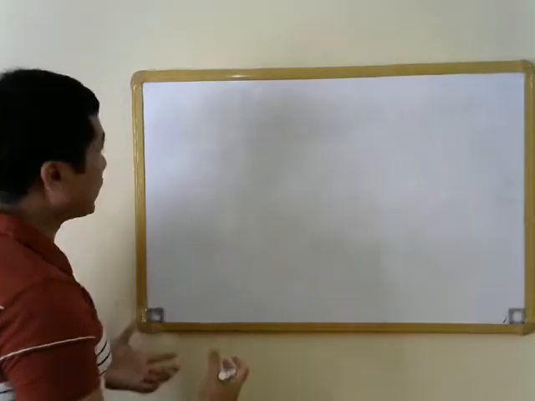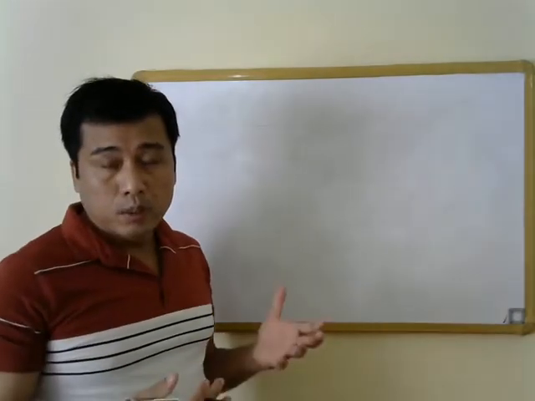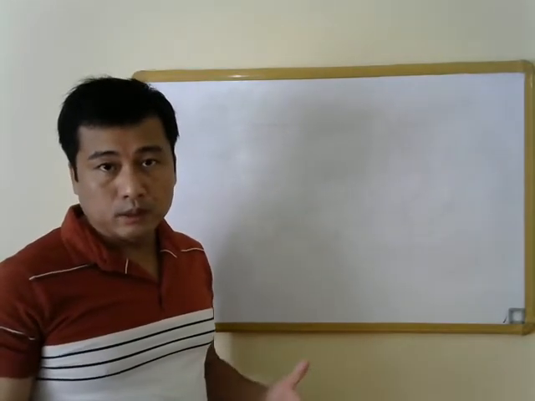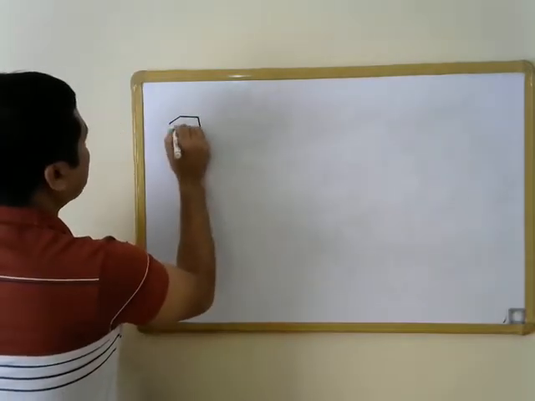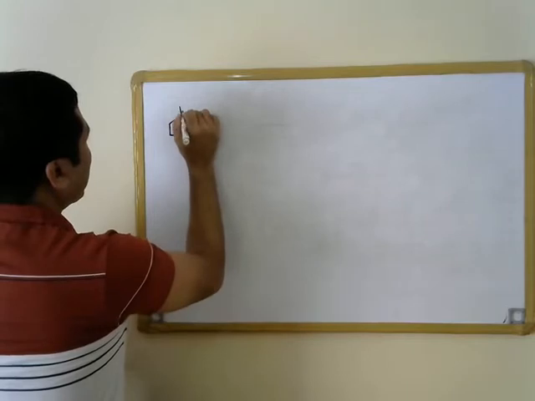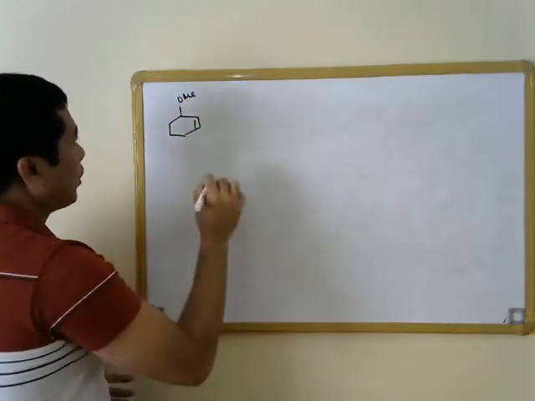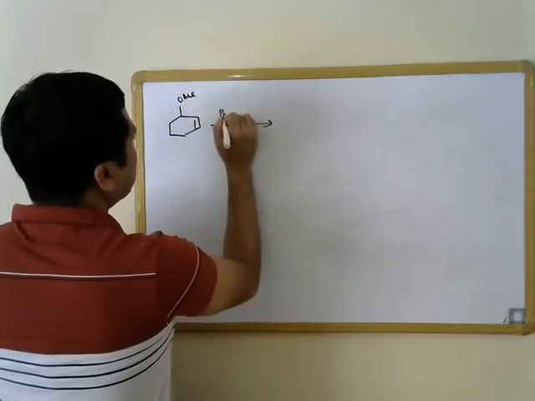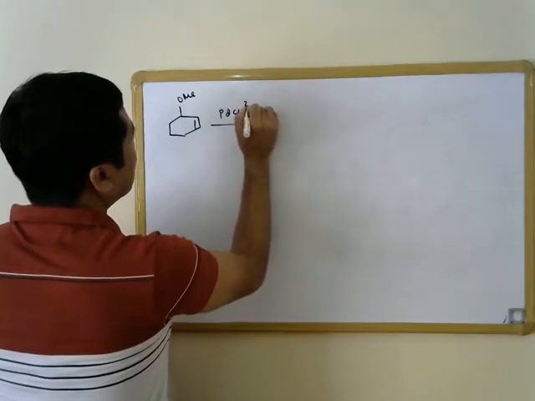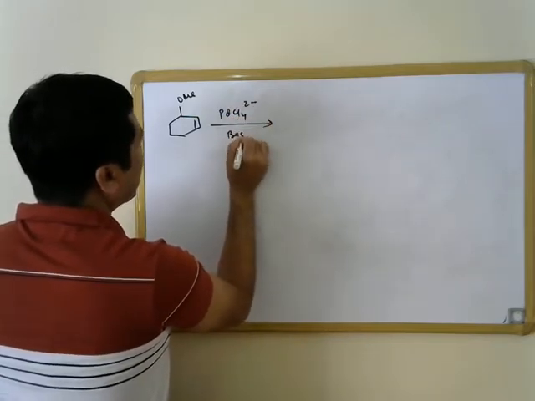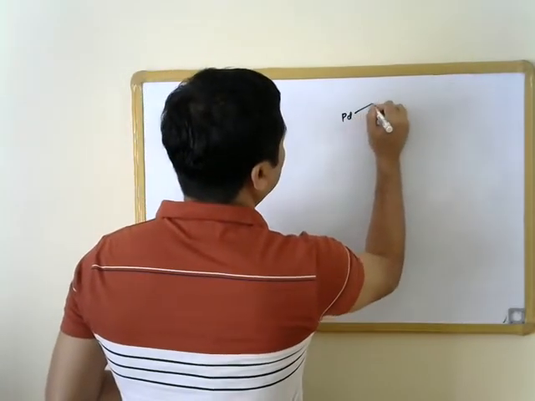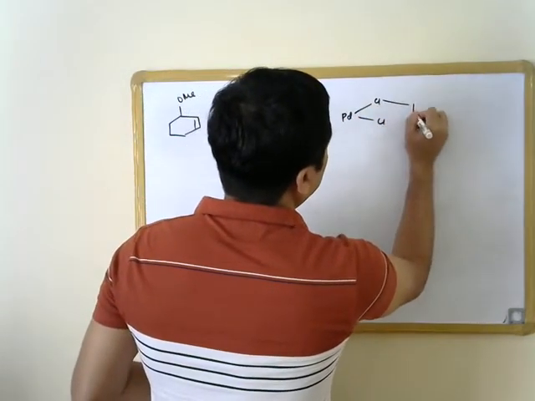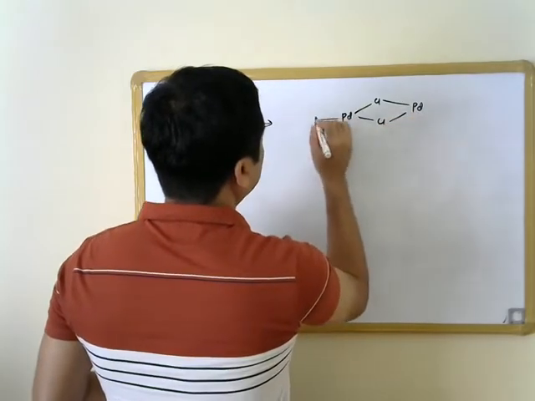So for example, if one takes the binuclear palladium allyl complex, from the synthesis of which we have seen that one can prepare binuclear palladium allyl complexes by reaction of olefin with PdCl4 2 negative in the presence of a base. This gives us a binuclear palladium allyl complex of this kind here.